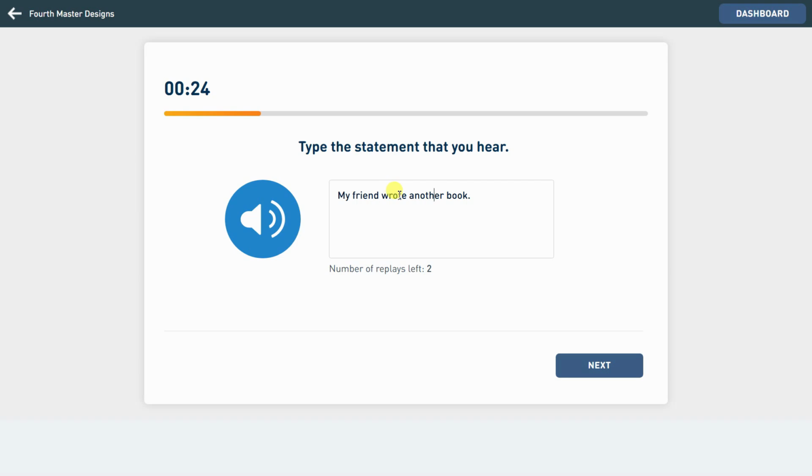You cannot say "writes another book." "My friend writes books," you can say like that. But since it is "wrote," you cannot write "books" here. Why? Because it is "another" also. And this sentence is in past tense. So take care of this, past and present tense. And always put full stop at the end. That is very important. Take care of your uppercase and lowercase.